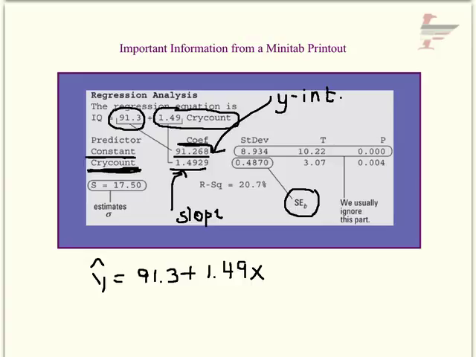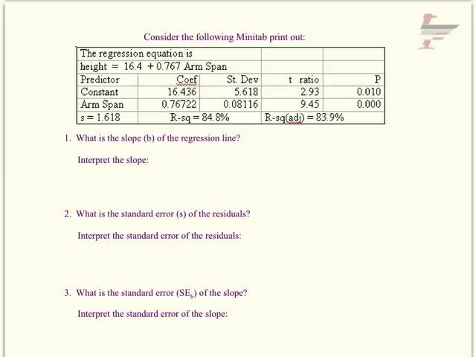So let's utilize what we talked about now. Here's a printout, and this is talking about how tall you are versus the length of your arm span. The first question says, what is the slope of the regression line, and then interpret that slope. Notice up here you have height equals 16.4 plus 0.767 times your arm span. I know that the constant coefficient is my y-intercept, but they kind of gave that to you up here. And the coefficient for my arm span is going to be my slope, again kind of given up there. So what is the slope? Well, that's obviously the 0.767.